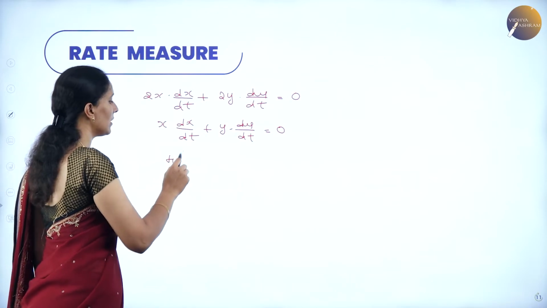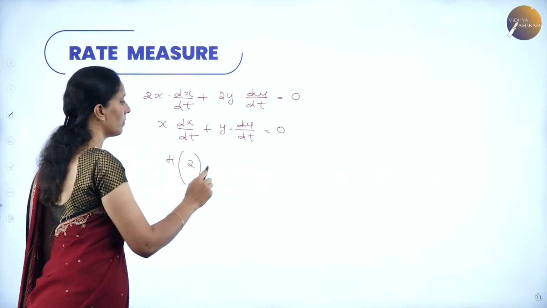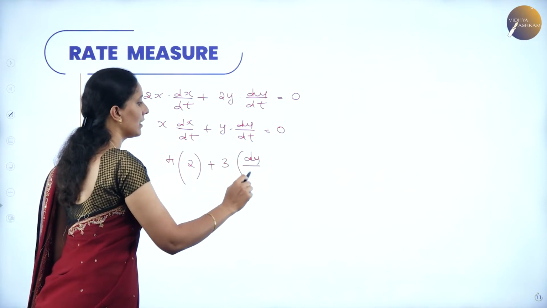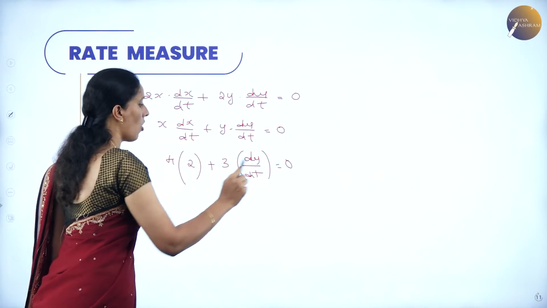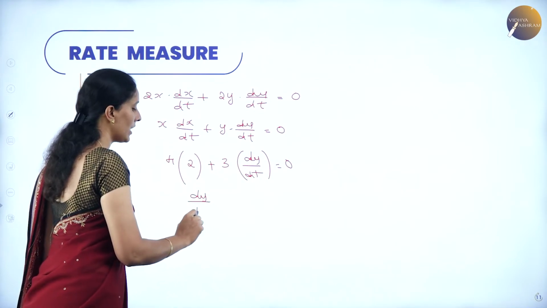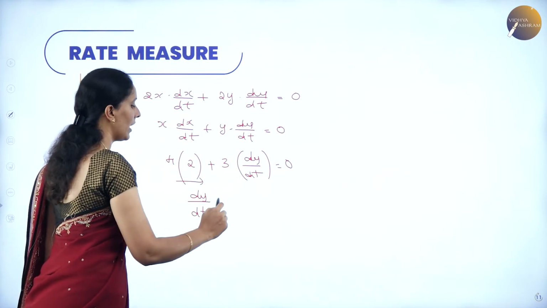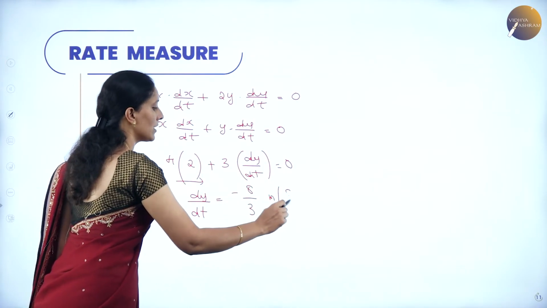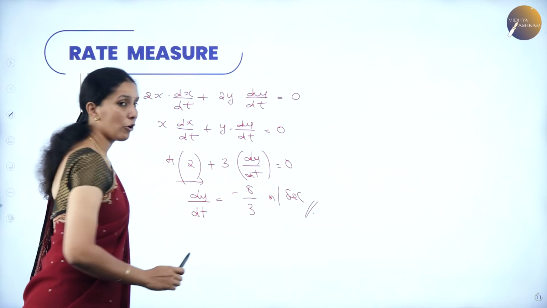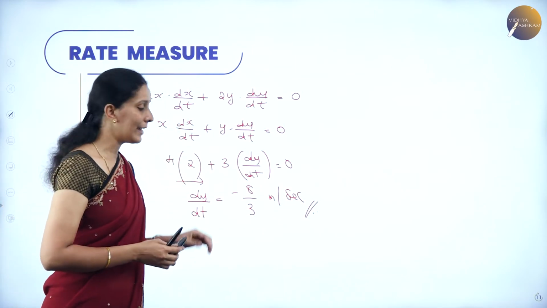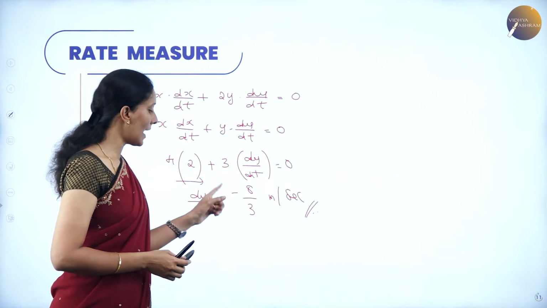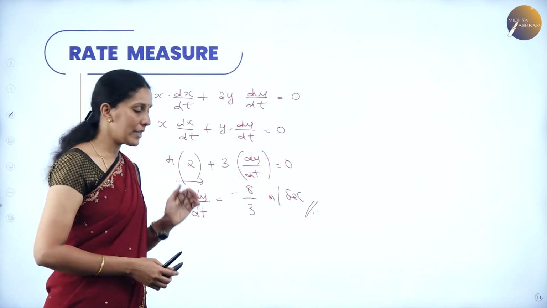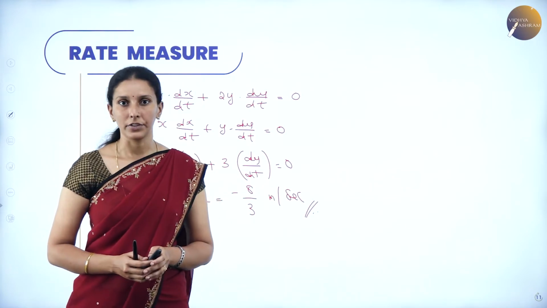X is 4 meter. dx by dt is given as 2 meter. y you have got as 3 meter. You have to calculate dy by dt. So on solving this we get dy by dt, when you shift here, 4 2s are 8, it is minus 8. It comes to the denominator, meter per second. So therefore the height of the wall on the foot of the ladder is coming downwards at the rate of 8 by 3 meter per second. Since the height is decreasing, here the sign is negative.